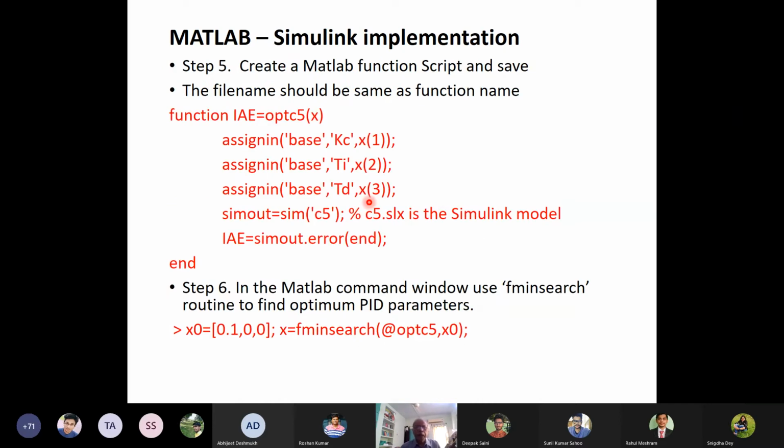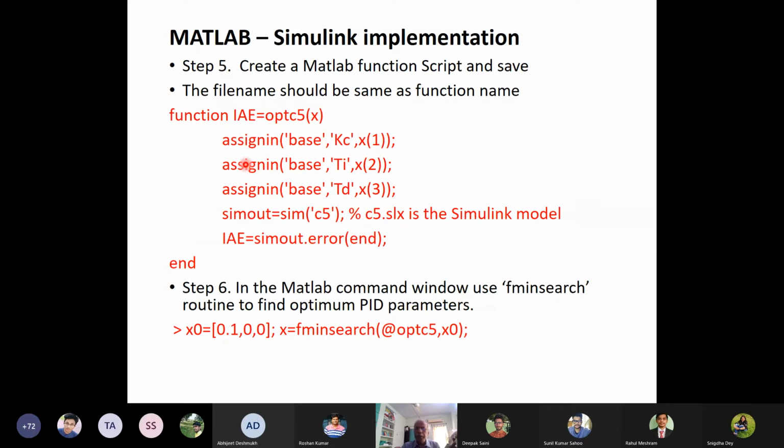In MATLAB, I create a MATLAB function script, and in this script I write this function. This function is basically the objective function, so I calculate the objective function over here.